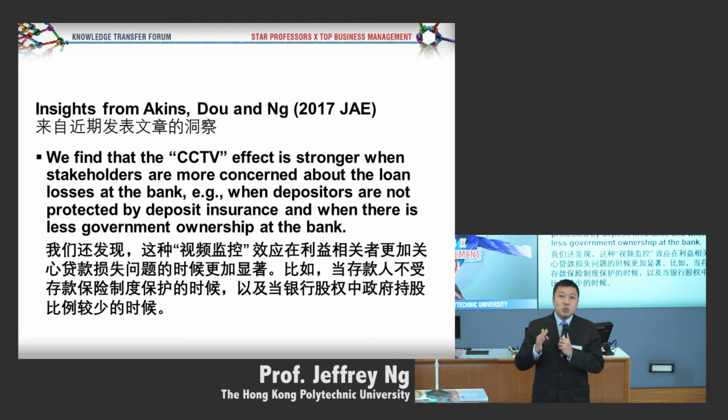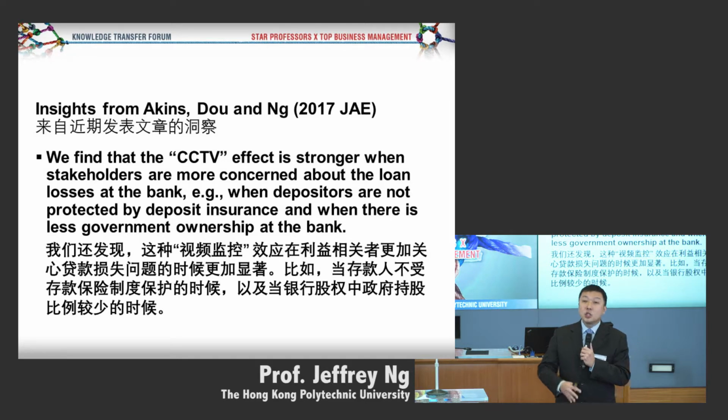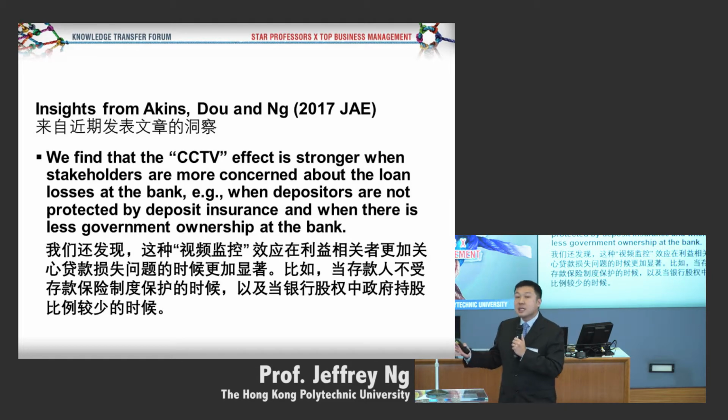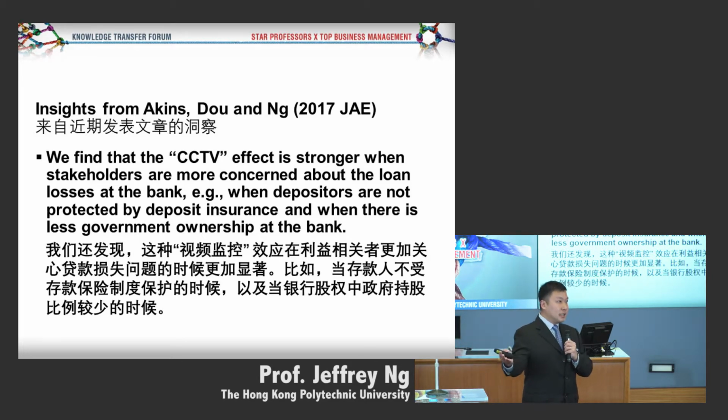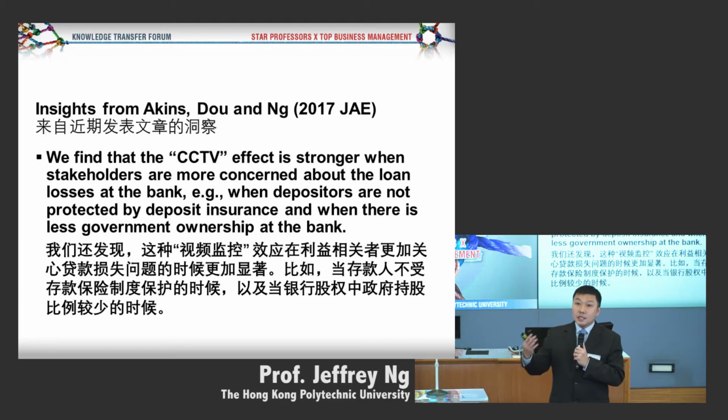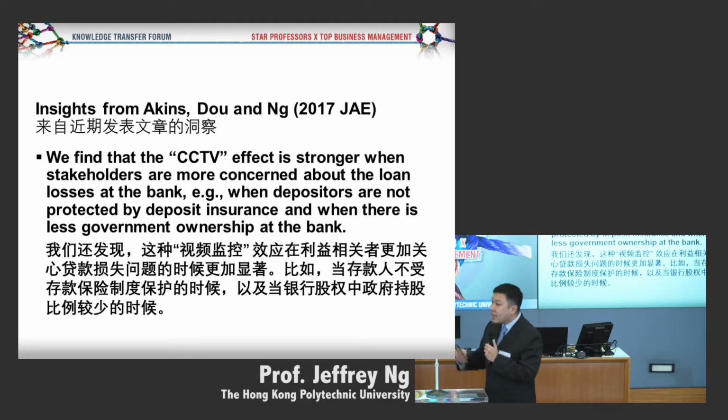Now, we also find that this monitoring effect of more timely loan loss recognition is greater when society in general cares about the loan losses of banks. So what do I mean by society in general? You can think of depositors. As you are aware, depositors are the main contributors of funds for most banks. So when depositors care about the loan losses of the banks, it is because they are concerned that their deposits will not be repaid. So when they care, the CCTV effect arising from more timely loan loss recognition would be greater.